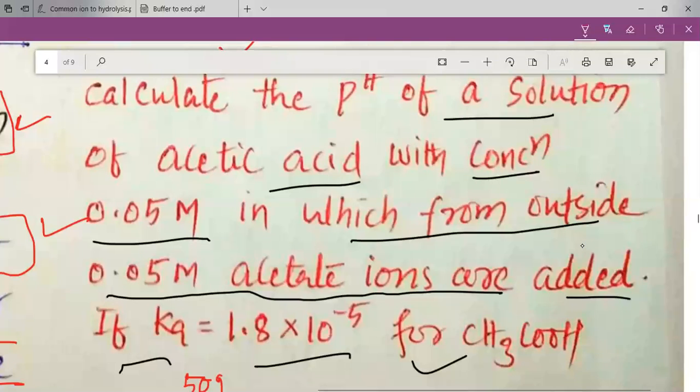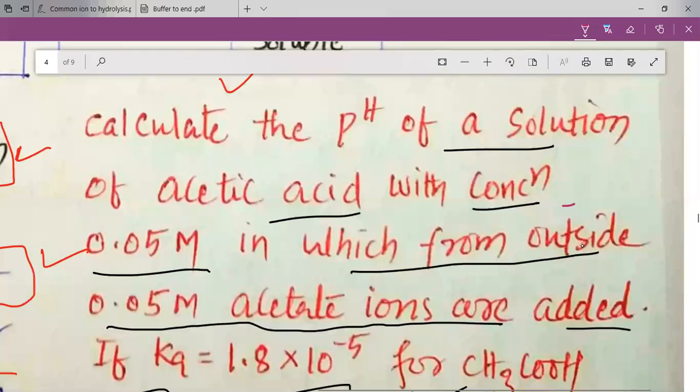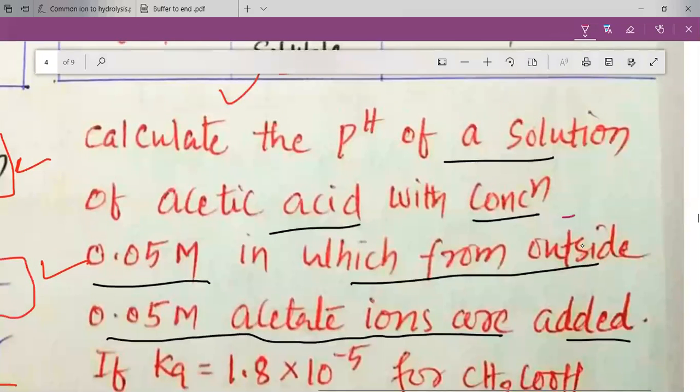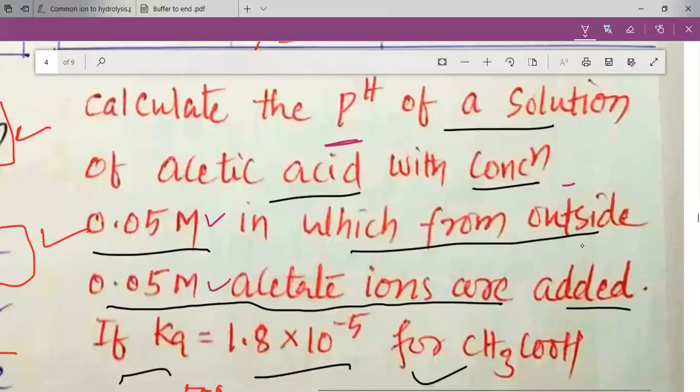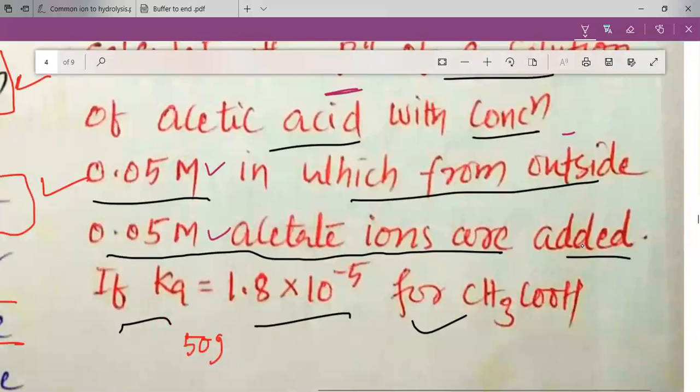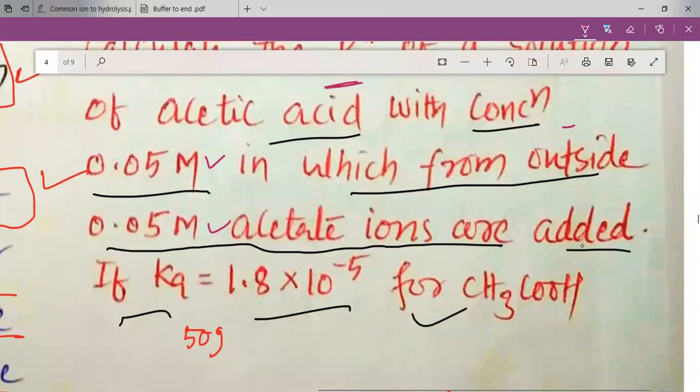Dear students, yesterday we have solved this particular question. Let us revise it. Calculate the pH of a solution of acetic acid with concentration 0.05 mole per liter, in which from outside 0.05 mole per liter acetate ions are added. The Ka value is given, that is Ka is equal to 1.5 into 10 to the power minus 5 for CH3COOH.